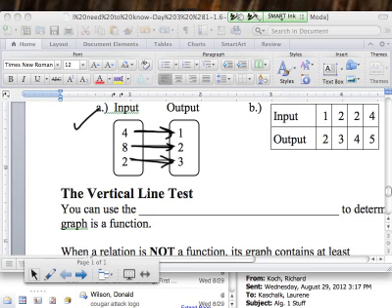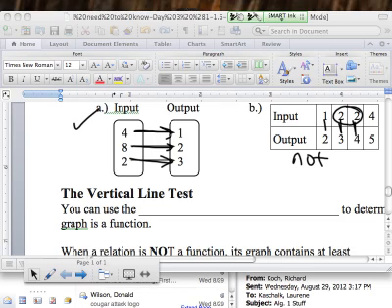Okay. The second one, 1 goes to 2, 2 goes to 3, 2 also goes to 4. You'll notice 2 has 2 different outputs. Not a function. All right. If an input has 2 different outputs, it's not a function. Now, that's how you determine based on a table.